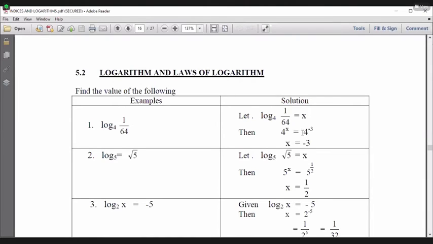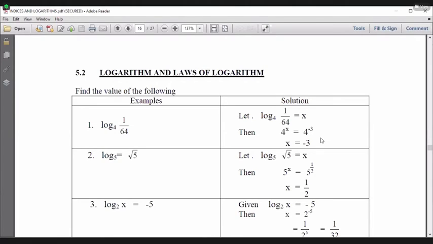Of course, he has jumped one step here. 4 to the power x from log to base 4, that equals x. This is the same as 4 to the power x equals 1 over 64. And 64 is the same as 4 cubed. That is the same as 4 to the power x equals 1 over 4 cubed, or 4 to the power x equals 4 to the power negative 3, giving us x equals negative 3. That is what they are saying here, from the index point of view.